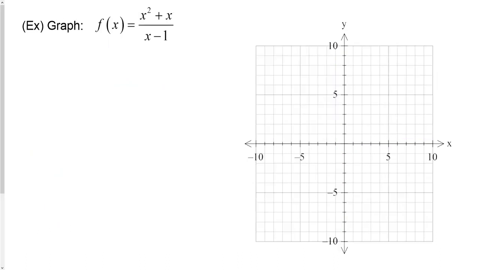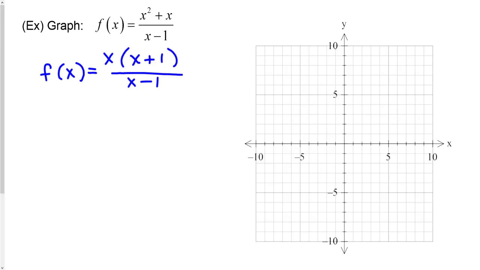All right, another example here. To begin, we'll express this in factored form. So x plus 1 and x minus 1. So I have a common factor of x in the numerator that I've just factored out. All right, so x-intercepts, I have x equals 0, so 0, 0, and x equals negative 1, so 0, negative 1. So I have two x-intercepts there.